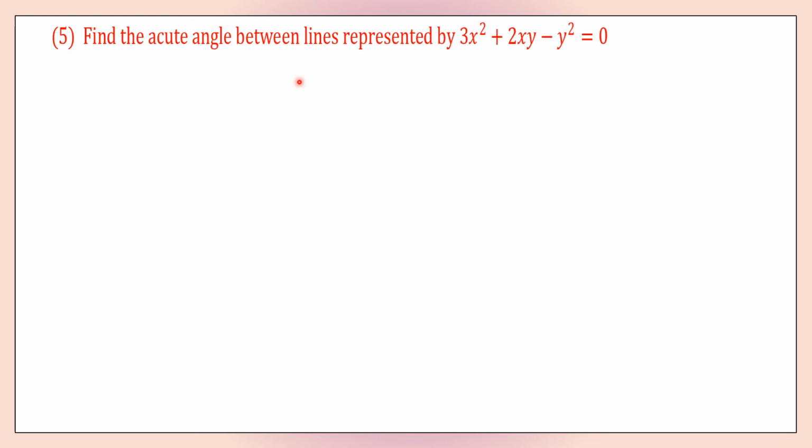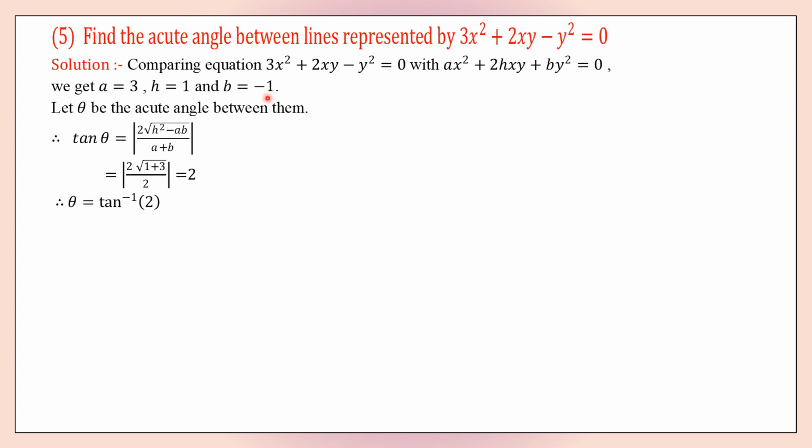Example 5. Find the acute angle between the lines represented by 3x square plus 2xy minus y square equal to 0. We use the same formula. Solution. Comparing equation 3x square plus 2xy minus y square equal to 0 with ax square plus 2hxy plus by square equal to 0, we get a equal to 3, 2h equal to 2, therefore h equal to 1 and b equal to minus 1.